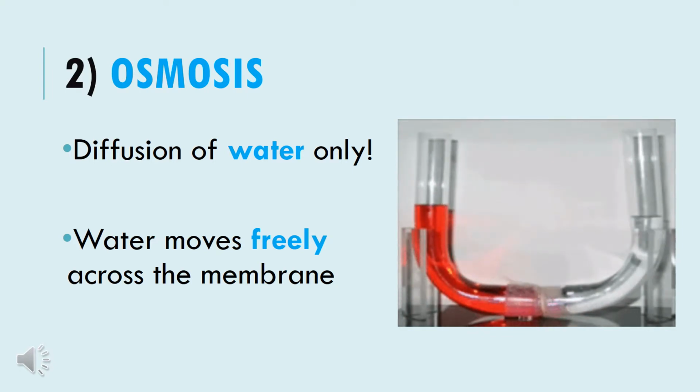The GIF on the right shows a structure called a U-tube because it looks like the letter U. The left-hand side is brightly colored red because there's a lot of sucrose, which is sugar.